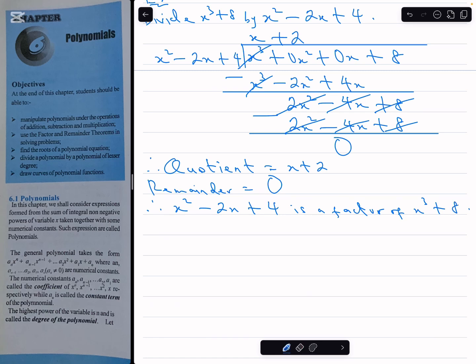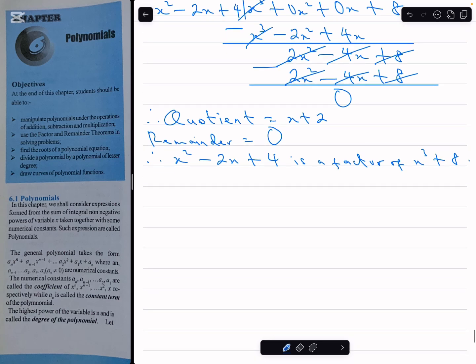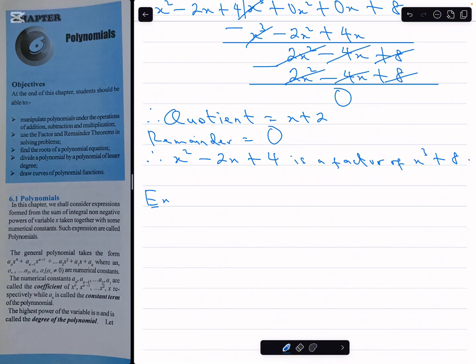The factor of x cubed plus 8. That's it, very, very simply. Let me take, I think I can take just one more. Let's take just one more example.